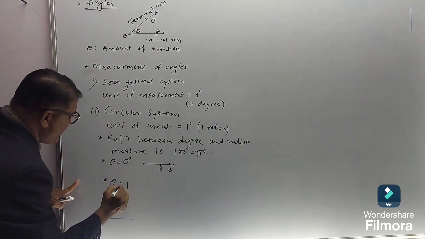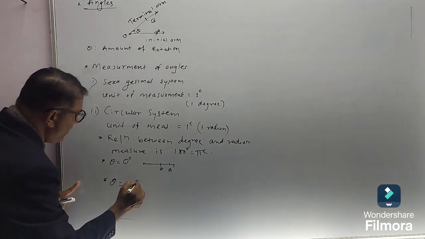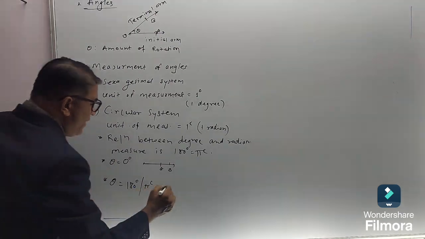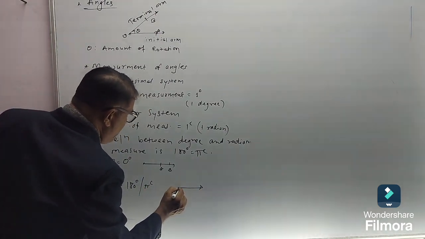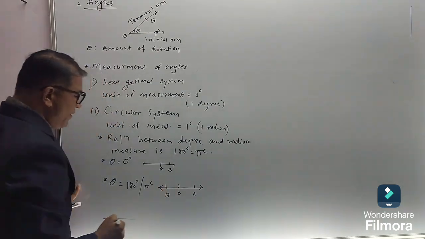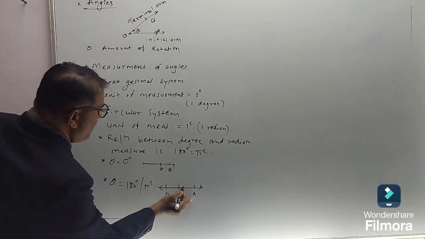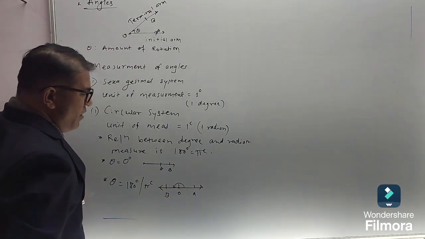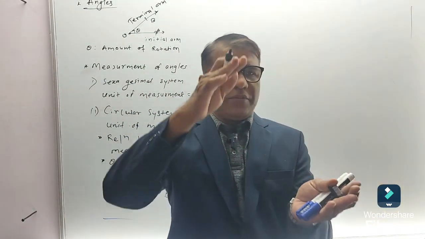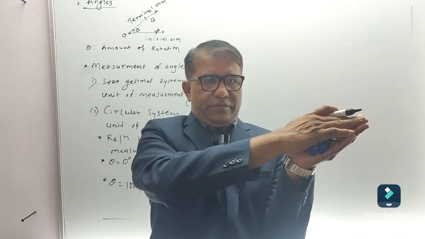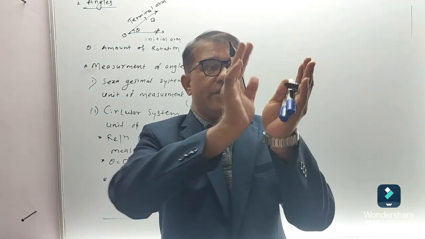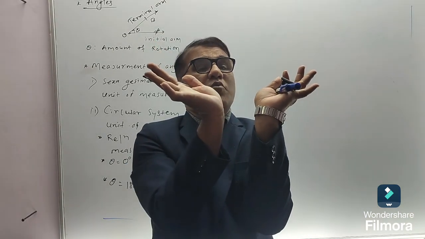Yes, if theta is 180 degree or pi radian, then initial arm and terminal arm are in opposite directions. This measure is 180 degree. If the amount of rotation is 0, initial arm and terminal arm are coincident. If the amount of rotation is 180 degree or pi radian, initial and terminal arms are in opposite directions.